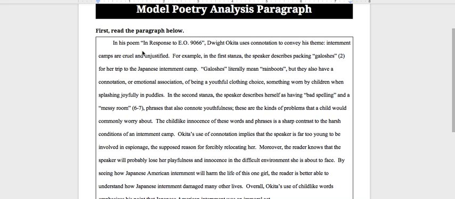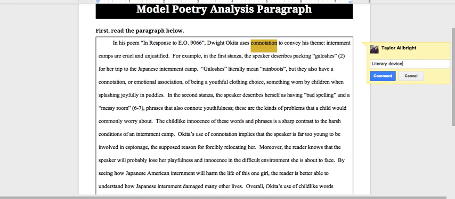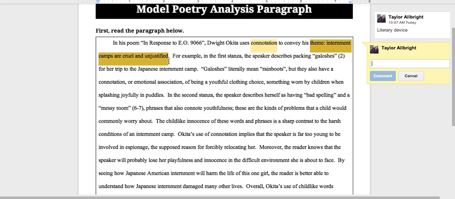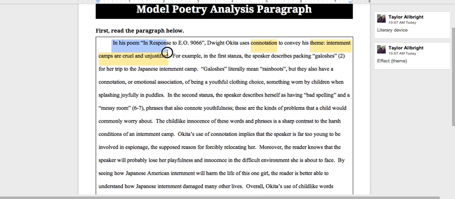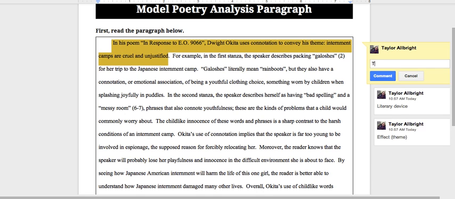the device. So looking at our first sentence, we have, in his poem in response to Executive Order 9066, Dwight Okita uses connotation to convey his theme. Internment camps are cruel and unjustified. The device here is connotation. That means the emotional association with a word. I'm going to label that. That's my literary device. And then the effect here is the theme. Internment camps are cruel and unjustified. This whole first sentence is our topic sentence because it tells us what the paragraph is going to be about.